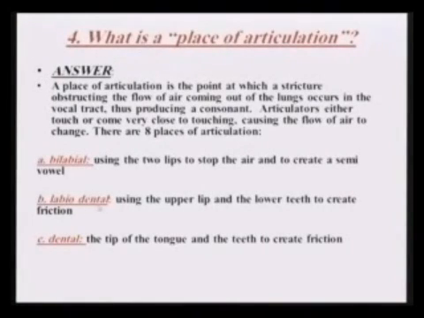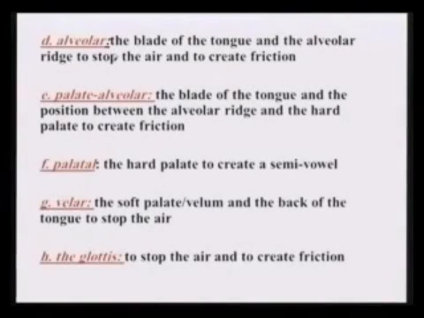Bilabial, labiodental, dental, tip of the tongue. We saw the picture. Alveolar, palato-alveolar, palato, this is supposed to be an O, a misprint. Palatal, velar, and the glottis. These are the places where the place of articulation occurs, where the stricture occurs.